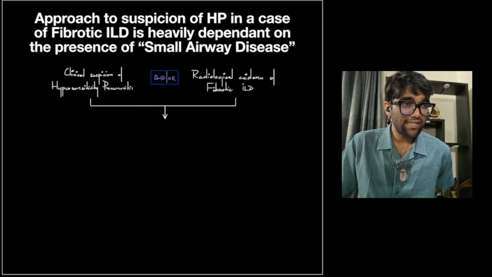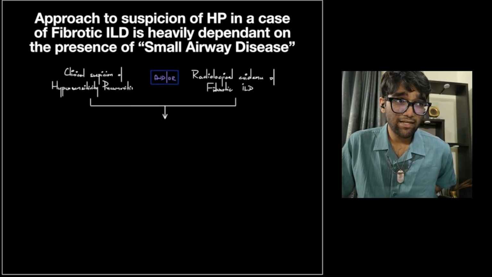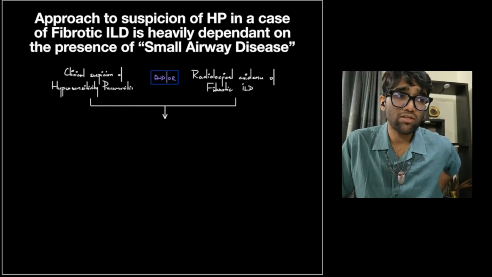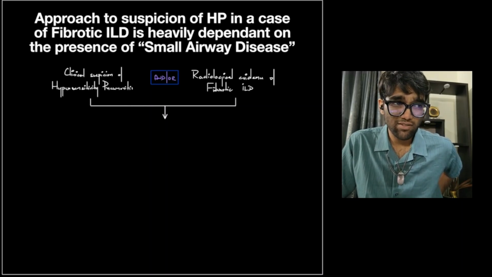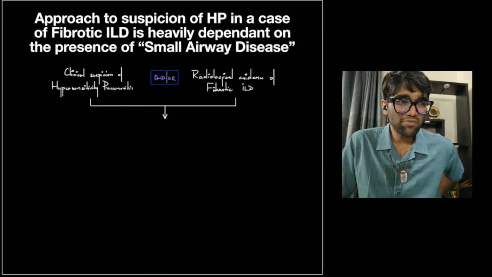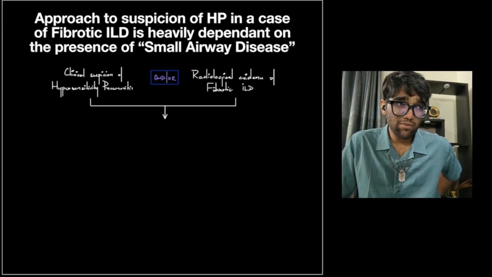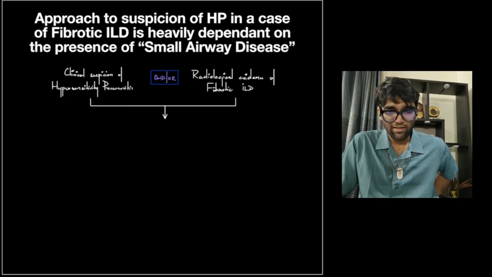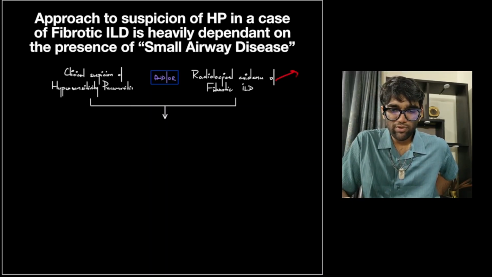So say you are clinically suspicious that there is a likelihood of hypersensitivity pneumonitis. Why? Because there is some exposure. The patient's job indicates that they may have had exposure, and or there is either probable UIP or indeterminate for UIP.